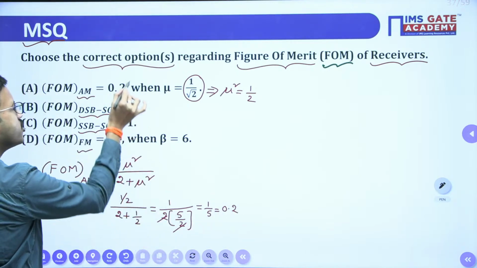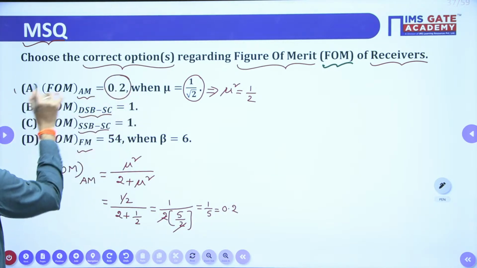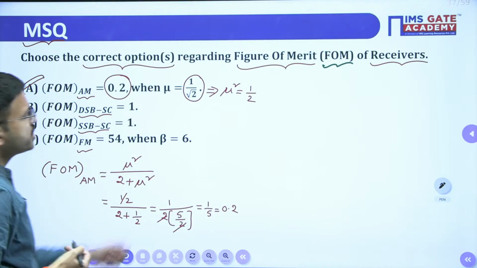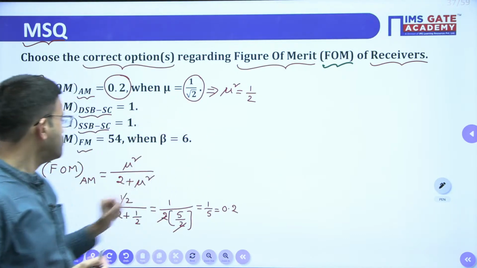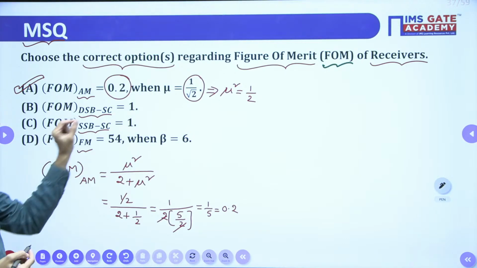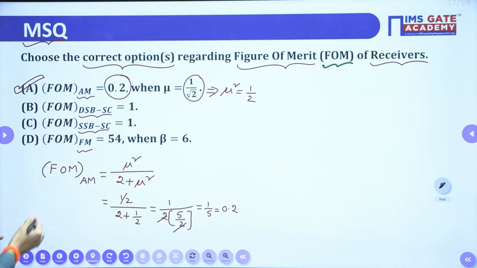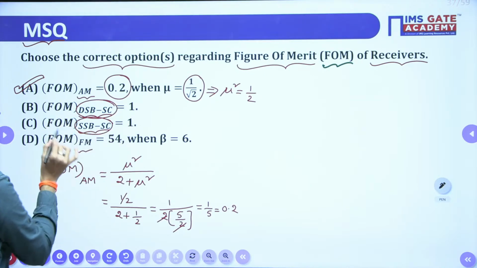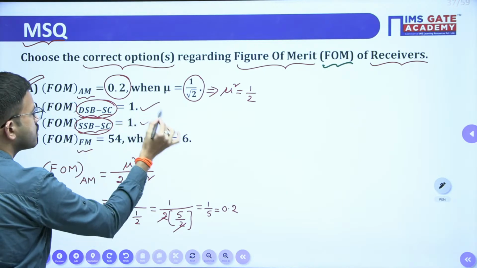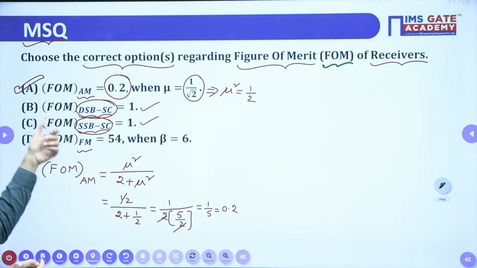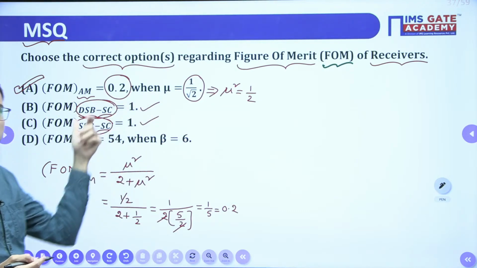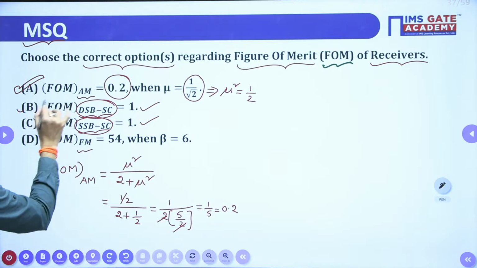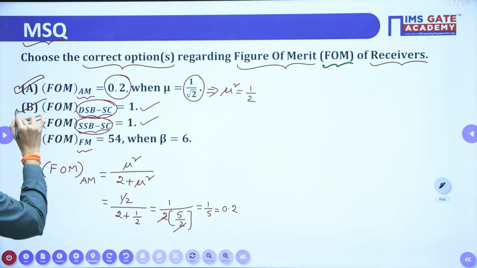Yes, whatever they have mentioned regarding figure of merit for AM, it's correct. When you are having modulation index as 1 by root 2, the figure of merit for AM signal is 0.2. Now regarding DSBSC signal and SSBSC signal, the figure of merit will be 1. Figure of merit is nothing but the ratio of signal to noise ratio at the output to the input. So both option B and option C are correct.